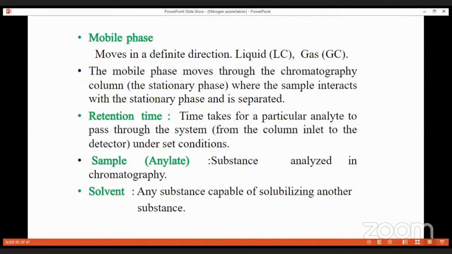Then what is the retention time? The time it takes for a particular analyte to pass through the system. If you pour some plant extract, there is a certain time at which the analyte will be retained in the system and can be detected under a particular set of conditions. After passing through the column, that time is known as the retention time. Then what is a sample? Sample is whatever substance we want to analyze. Then solvent is any substance that is capable of solubilizing another substance. These are the basic terms.